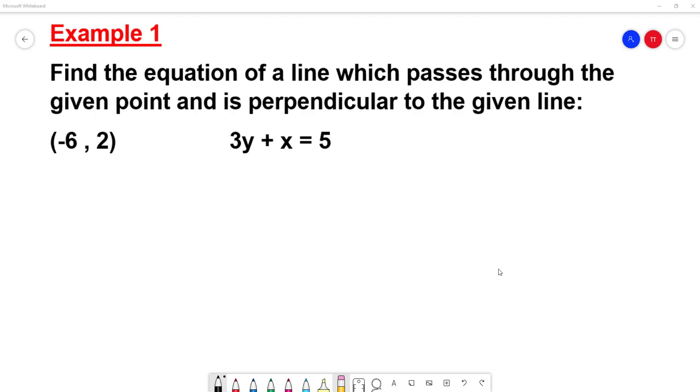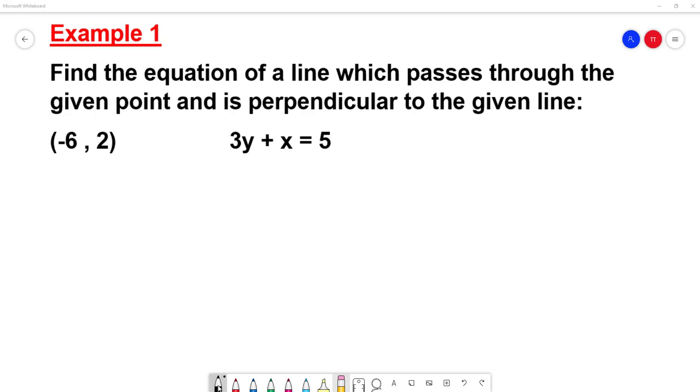In this video, we're going to look at equations of perpendicular lines. Now, this question says, find the equation of a line which passes through the given point and is perpendicular to the given line. (-6, 2) is the coordinates, and the equation is 3y + x = 5.